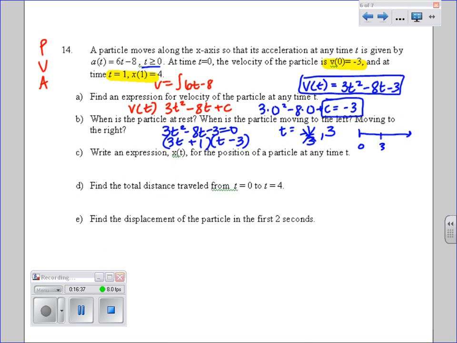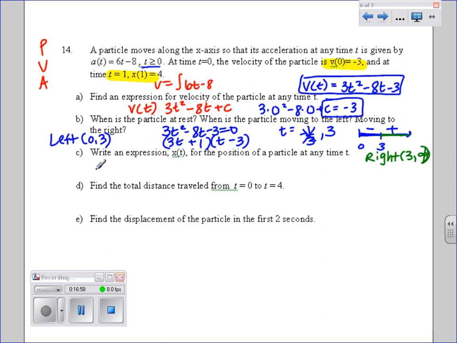So 0 and 3, if you plug in something in between here like 1, we get negative and then positive. So we're moving to the left wherever we're negative, which is 0 to 3. Moving to the right from 3 to infinity, because it's positive there.